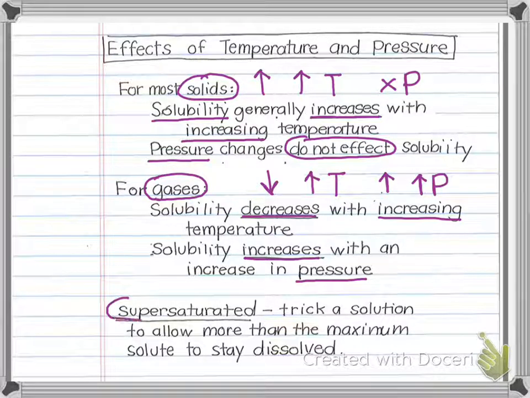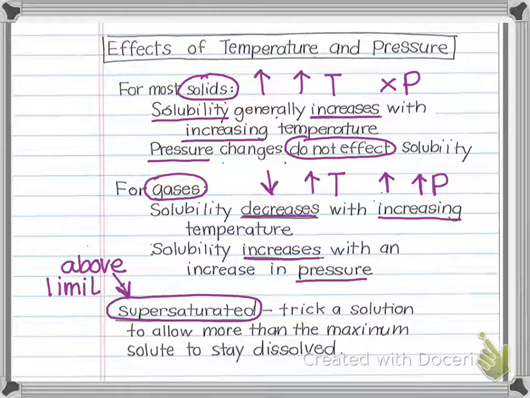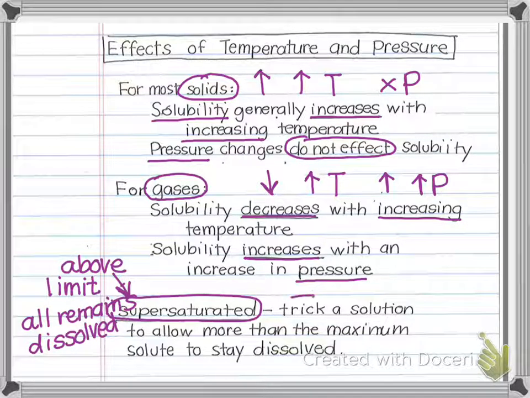Now, in a previous video, we talked about supersaturated solutions, which are above the solubility limit. Now, the thing about these, though, is not only are they above the limit, but all the solute remains dissolved. Supersaturated takes advantage that the solubility limit changes with the temperature. So you trick the solution. What you do is you heat up the solution, which raises the solubility limit, because the solubility of a solid will increase as you increase the temperature.